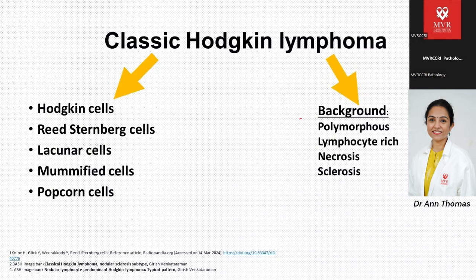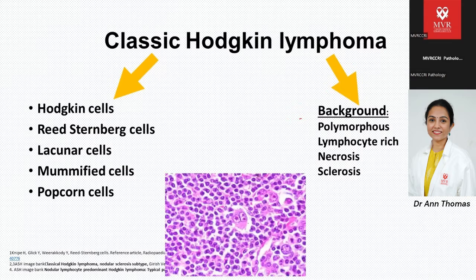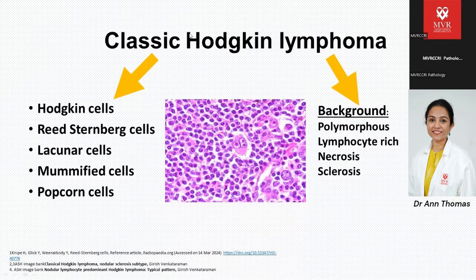Now, coming on to classic Hodgkin lymphoma, how are we going to diagnose? It's simple. We have to see two compartments. One is the tumor cells, which are the Hodgkin cells, and one is the background. Now, these Hodgkin cells can be of varied morphology. It can be typical mononuclear Hodgkin-like cells. It can be Reed-Sternberg binuclear cells with prominent nucleoli.